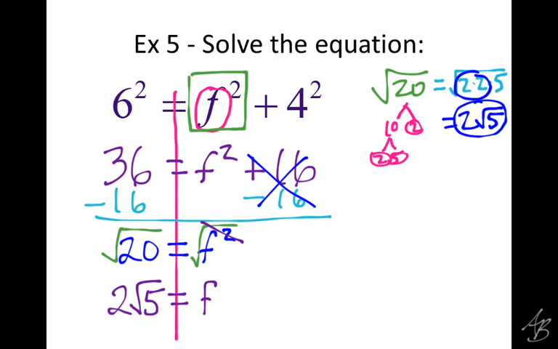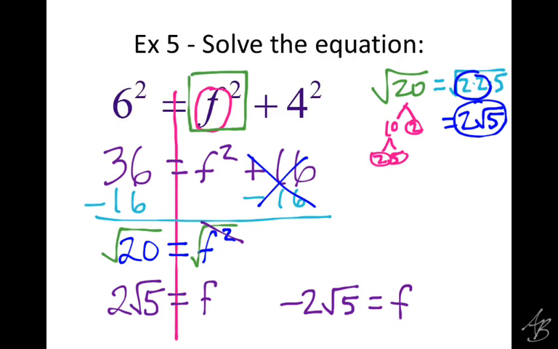No. What is the other way that we could take the square root of 20? The other thing we could square to get 20? Negative 2 square root of 5. Exactly. Negative 2 square root of 5. So we could get the positive square root, which is 2 square root of 5, or we could get the negative square root, which is negative 2 square root of 5.